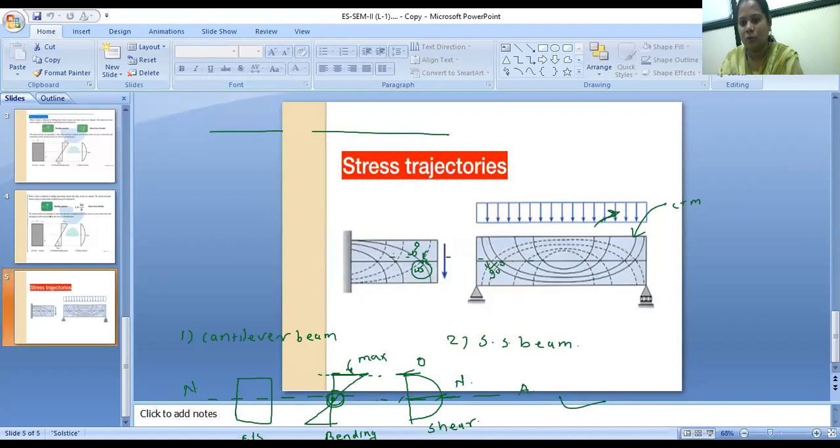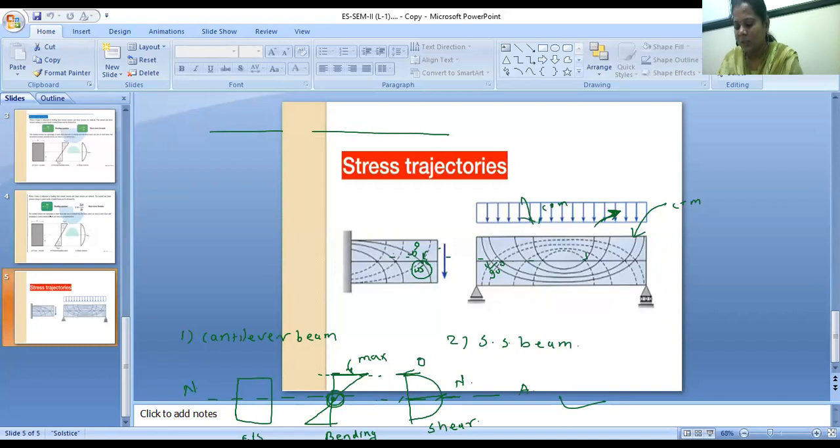From this figure you observe this solid line indicates tensile principal stresses and this dotted line indicates compressive principal stresses. Both curves intersect each other at 90 degrees. Also, these curves create a 45 degree angle with respect to the longitudinal axis. This is the second last point.